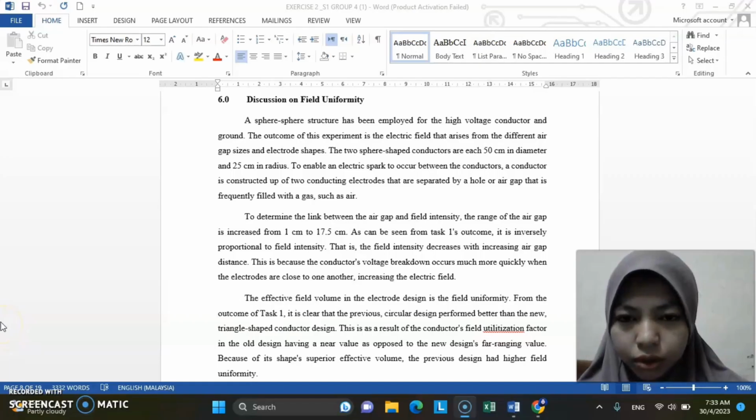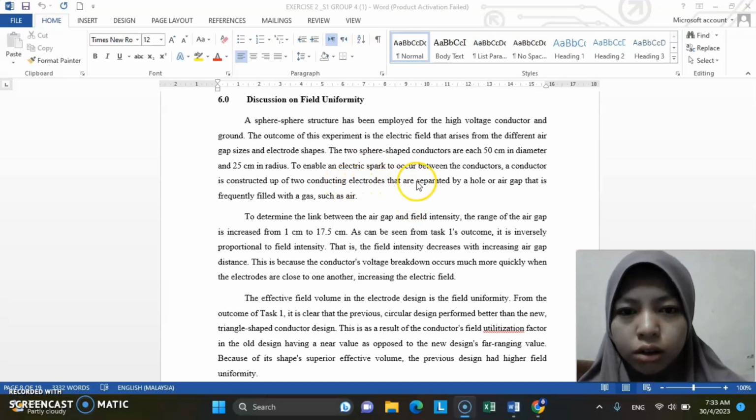My name is Nashani Vidya Bhalim, AE10045, and I will present about the discussion in Task 1. For the discussion on electric field, a sphere structure has been applied for a high voltage conductor and ground. The outcome of this experiment is the electric field that arises from different air gap sizes and metal shapes. The two spherical conductors are each 50 centimeters in diameter and 25 in radius.